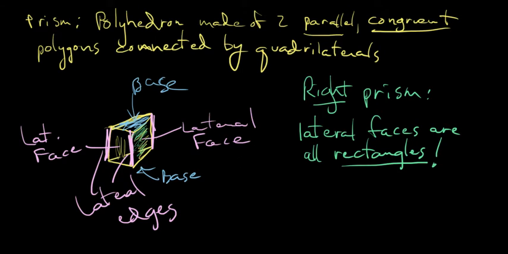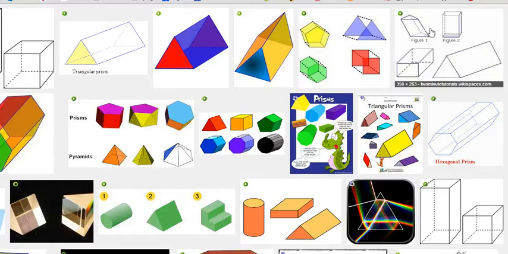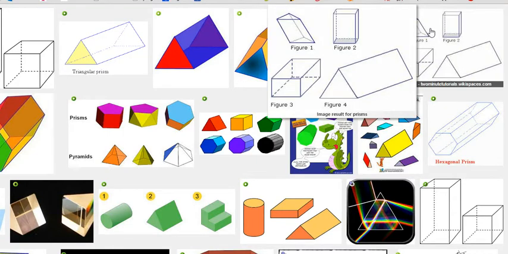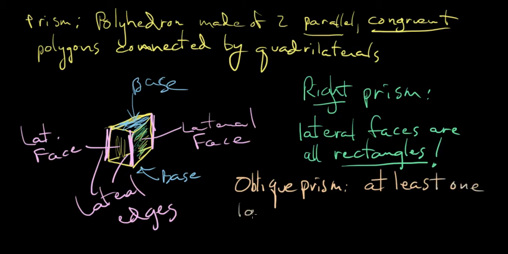Now, an oblique prism, I'm going to go back to that web page I showed you a minute ago. Look at figure 1 up at the top there. That's an oblique prism, because at least one of the lateral faces is a parallelogram, not a rectangle. So in a right prism the lateral faces are all rectangles, and an oblique prism is one where at least one lateral face is not a rectangle.